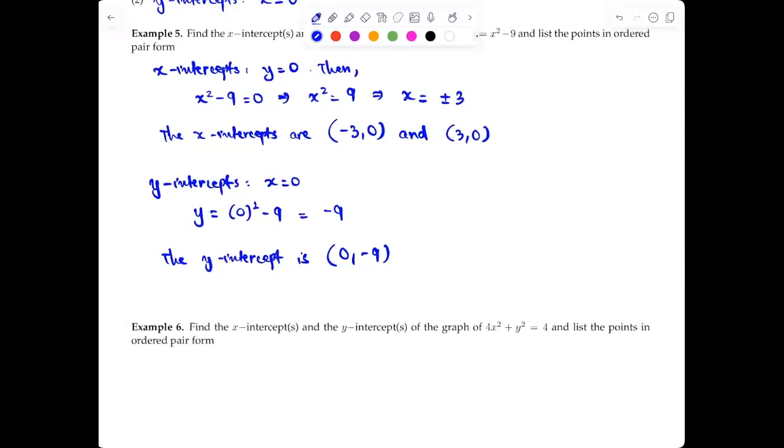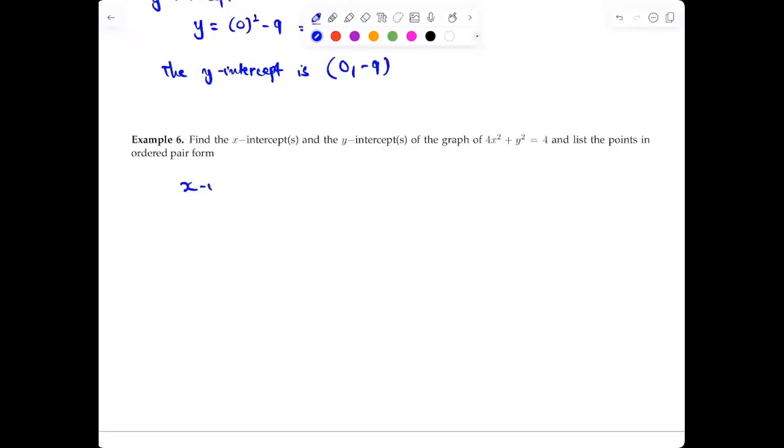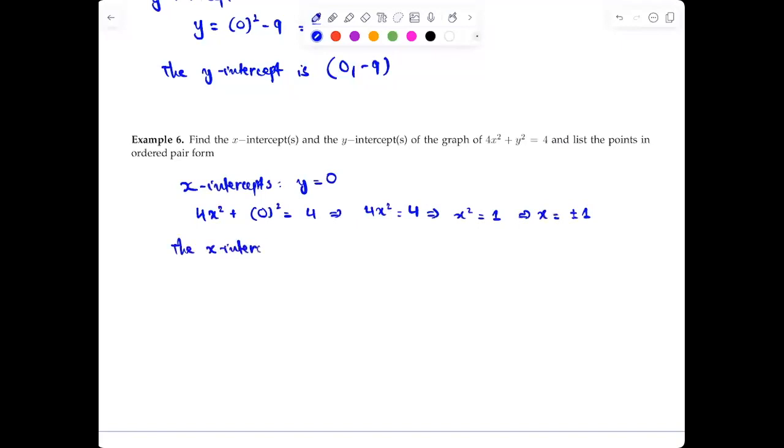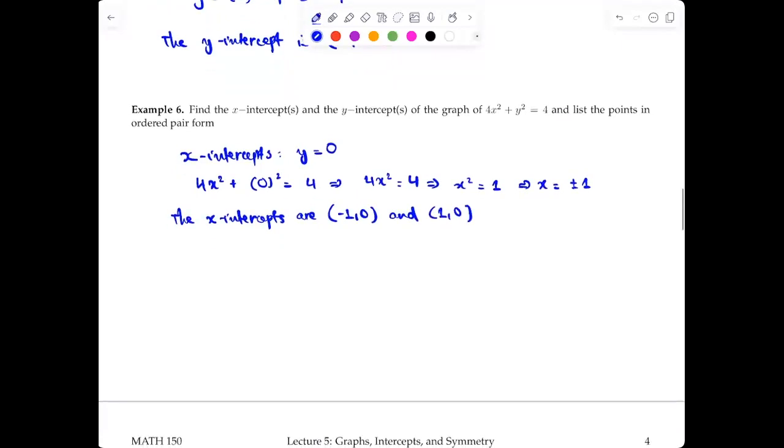Let's look at that. Again, very similar to example 5. So for the x-intercept, you set y equal to 0, and you get 4x squared plus 0 squared equal to 4, or 4x squared equal to 4, or x squared equal to 1. Now you take the square root on both sides, you get x equal to plus or minus 1. So the x-intercepts are (-1, 0) and (1, 0). Okay, so that's for the x-intercept.